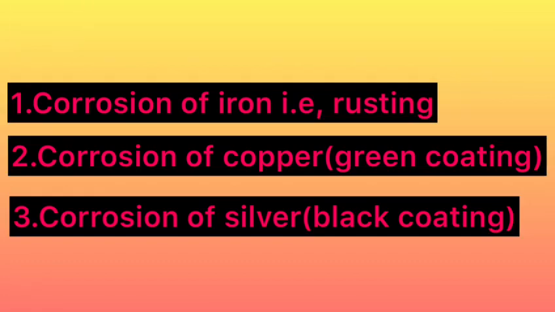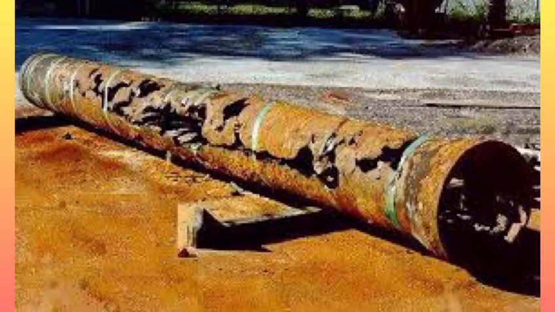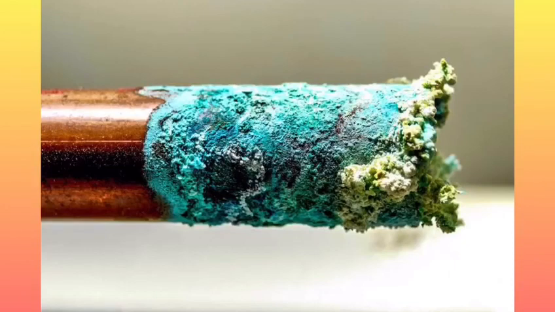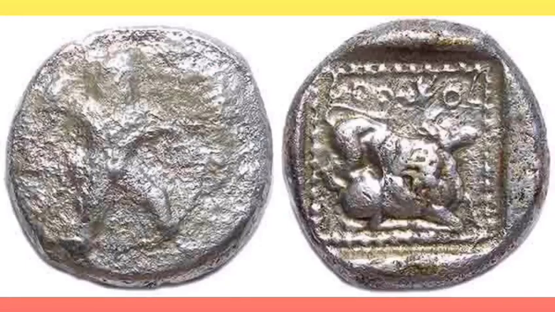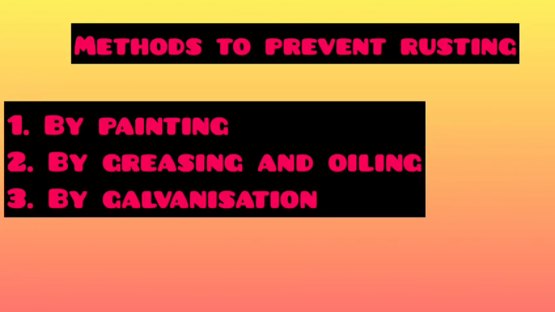Dear students, now I want to show by this picture rusting of iron. Second is green coating on copper and third is black coating on silver articles. So these are the examples of corrosion. Now we should have some methods to prevent rusting. First method is by painting.